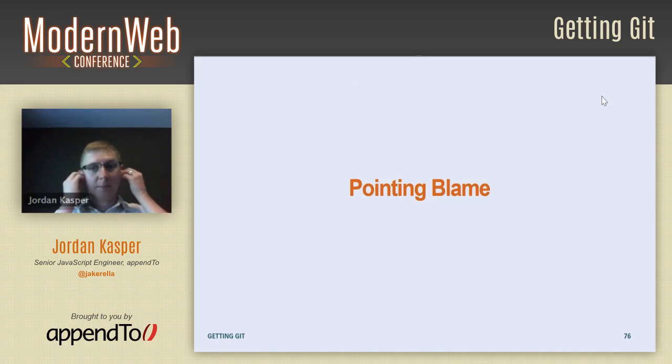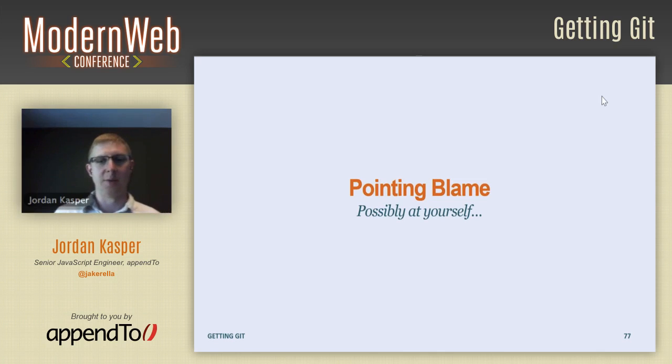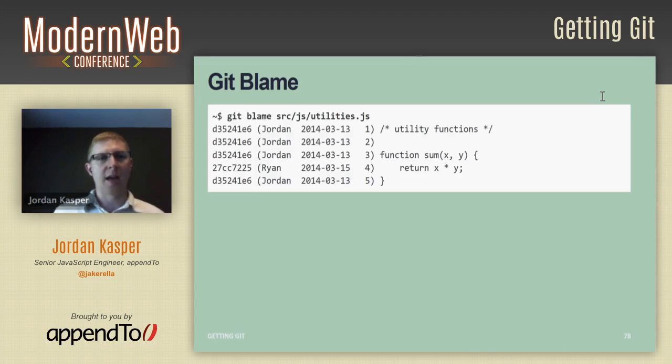So I want to talk about pointing blame in the log, and specifically the fact that it could very possibly be write it yourself. So be careful. Git blame is a nice little tool, but a lot of times you're going to be blaming yourself. So let's say I've got a nice little JavaScript utility function here that sums two variables x and y and returns, supposedly returns the sum.